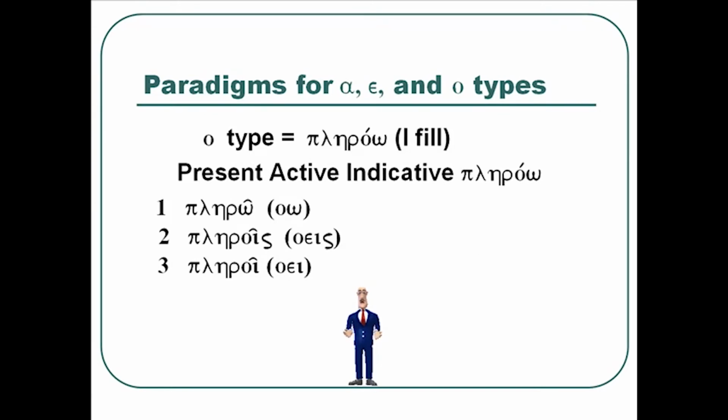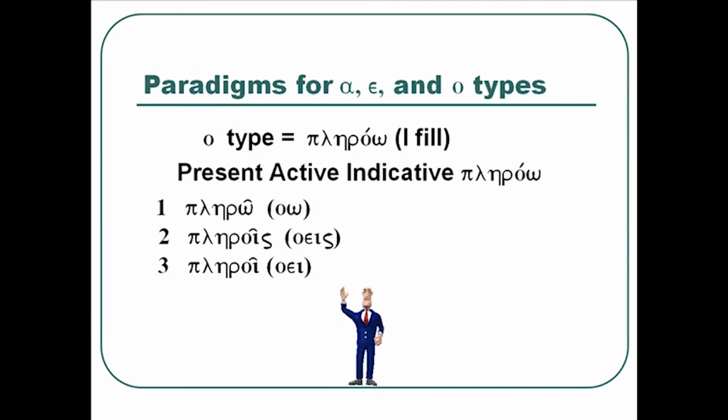Pleroo will be our omicron ending verb. It means I fulfill, fill, or complete. You see, plero, the omicron omega collide. The omega takes over. You've got a circumflex, I fill. Second person singular, you fill, is plerois. And here you've got an omicron epsilon iota combination, and the O overcomes, resulting in that oi that's so favored. So it's ois.